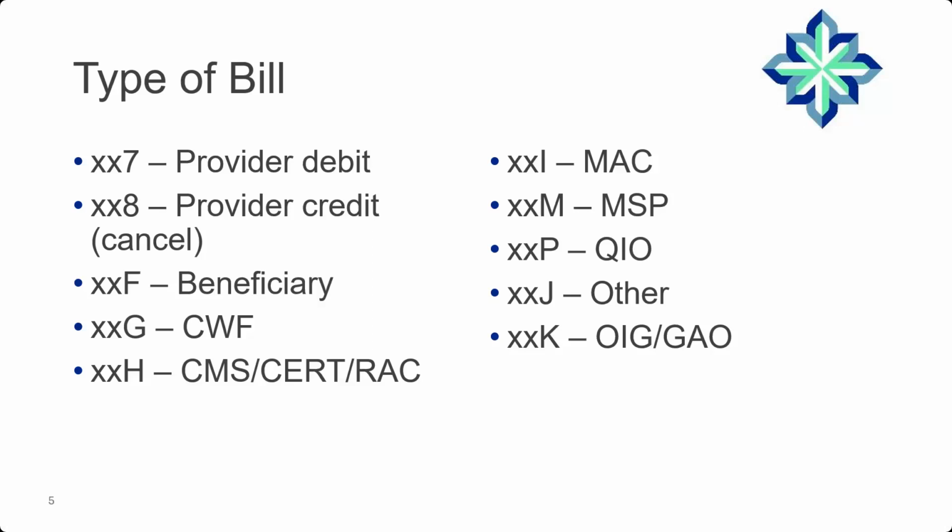Now, adjustments that are done to change Medicare to be the primary payer or make Medicare the secondary payer are going to show up as an XXM type of bill. These are what's going to be considered Medicare secondary payer adjustments. There's other adjustments, too. If we get an adjustment initiated by a QIO, you're going to see an XXP, an OIG is going to be an XXK, and so on.